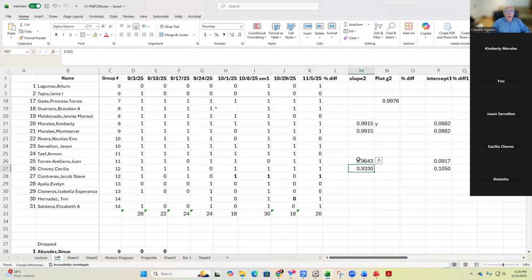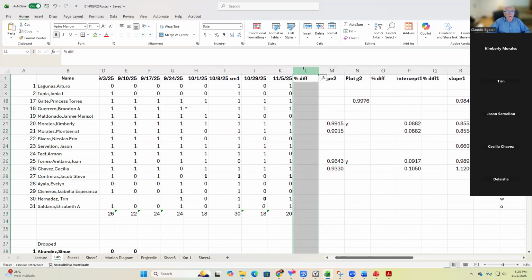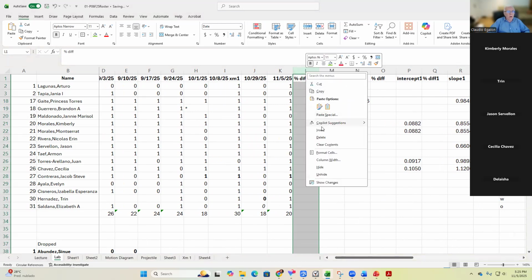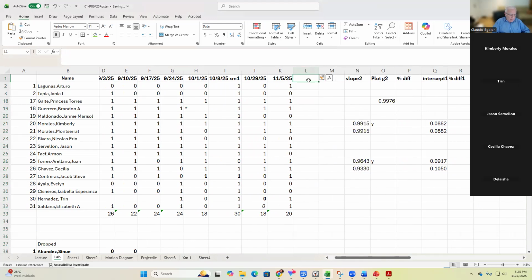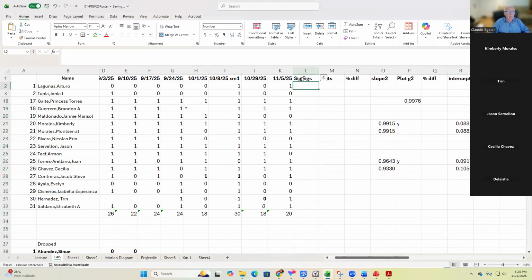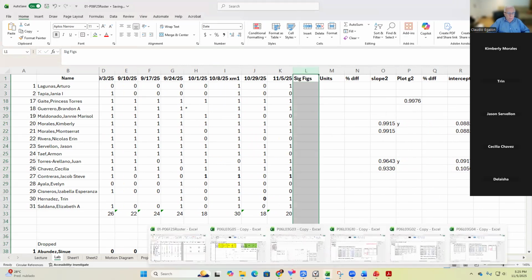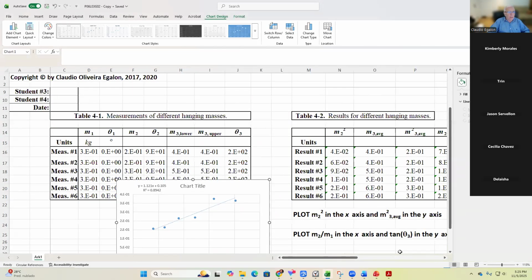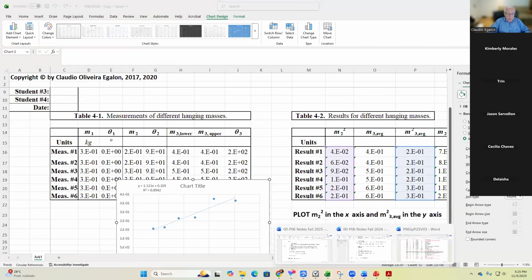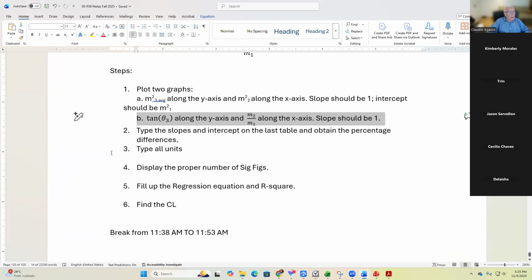If you plot all those graphs, you have to log them in the last table. Look at the percentage difference. Once you're done doing that, look at the units, fill up the units, work on the sig figs. And let's go there today. Fill up the table for the regression equation and R square.